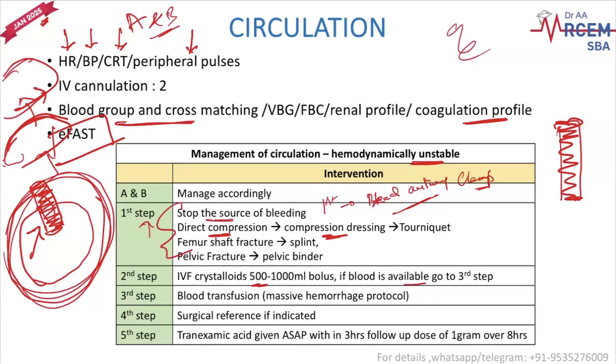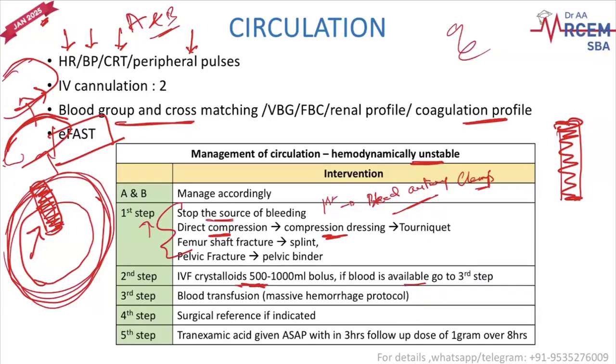Stopping the bleeding should take priority over fluid or blood resuscitation. Most of the time, blood will not be available in the emergency department. For that reason, you start resuscitating with fluids. It's not that fluid is better than blood. Blood is the best fluid you can use for resuscitation in a hemorrhagic shock. Because hemorrhagic shock is because of blood loss, you're replacing the blood. So that is the ideal way to deal with it.